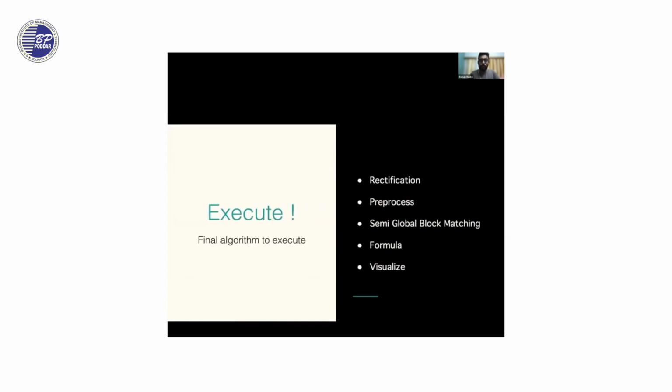So now to estimate the depth, we will follow this algorithm. First we will take a stereo pair of images, then we will rectify them and pre-process them to improve the pixel qualities. Then we will do a block matching technique to find the similar key points and to calculate the disparity. Then we will apply it to the formula as we have seen earlier, the inversely proportional formula. Then we will visualize our outcomes.